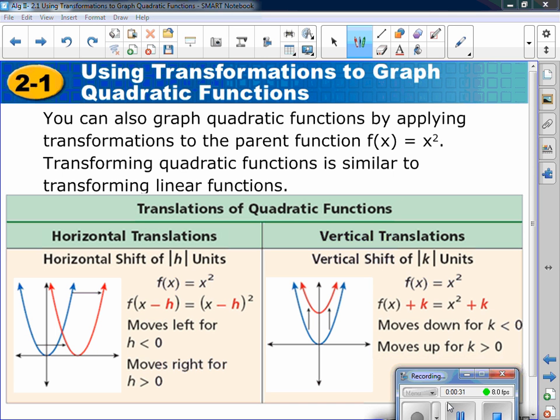If h is less than 0, it's going to take your parent function and move it to the left. If h is greater than 0, it's going to take your parent function and move it to the right. If you take the actual function and you add k to the outside, that is going to move it up if it's positive, down if it's negative.